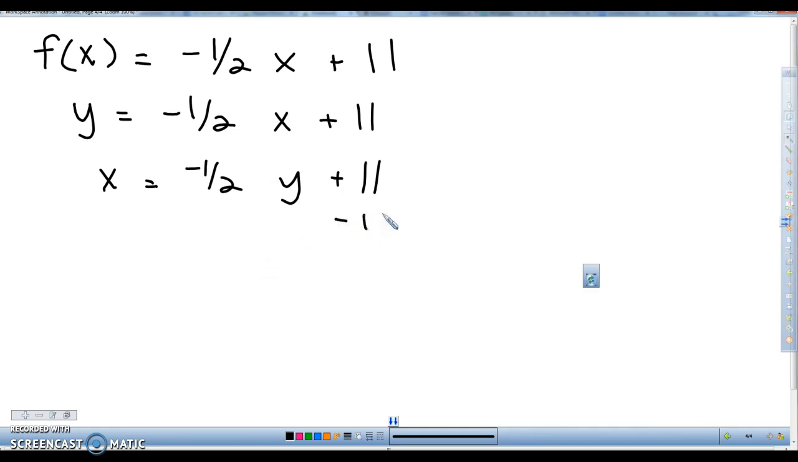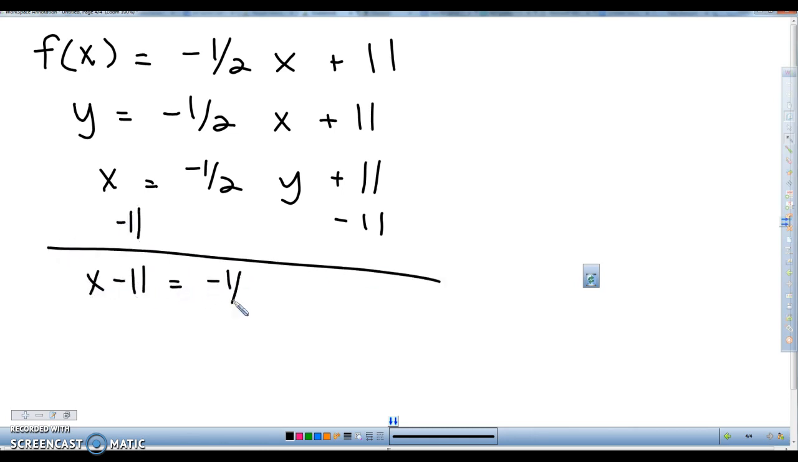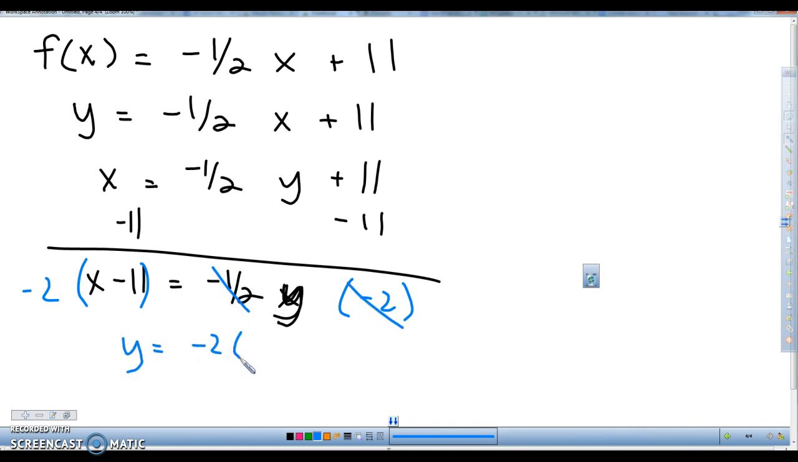Okay, and then I should be ready to go ahead and solve for y. I'm going to do that by subtracting 11 on both sides. So I have x minus 11 equals negative 1/2 y. Whoops, I'm sorry, y. And then to get rid of the negative 1/2, I multiply by its reciprocal, which is negative 2. So that I get y equals negative 2 times the quantity x minus 11. And if I distribute that, negative 2x plus 22 is equal to y. And I have one final step, and that is to, good, change y to f inverse of x.